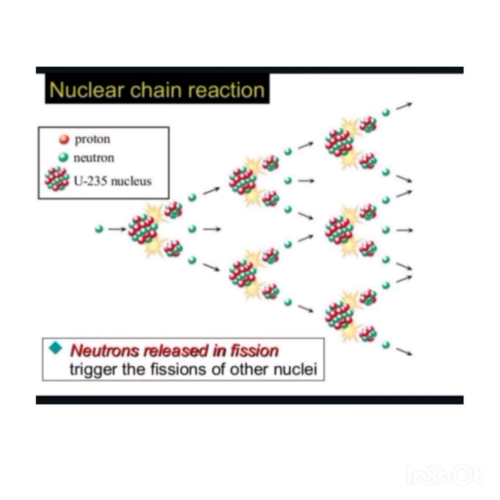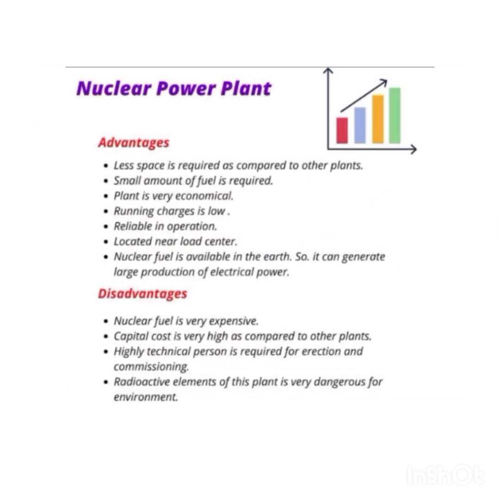It also releases two or three or more neutrons. These neutrons strike other uranium atoms. Those atoms also split and release more neutrons and energy. This process continues repeatedly and is called a nuclear chain reaction. This is the whole process. The importance of a nuclear chain reaction is that it produces electricity, and it is also controlled using control rods.